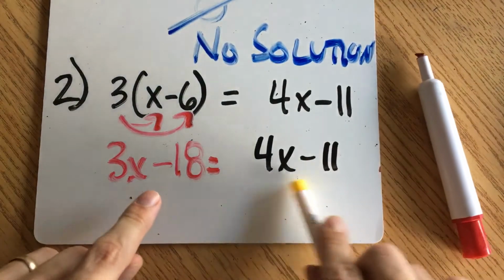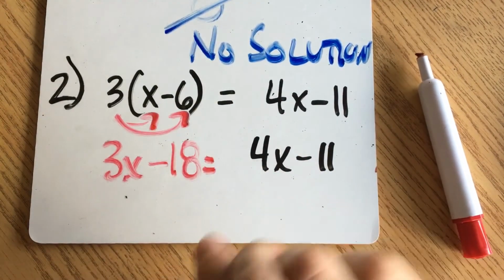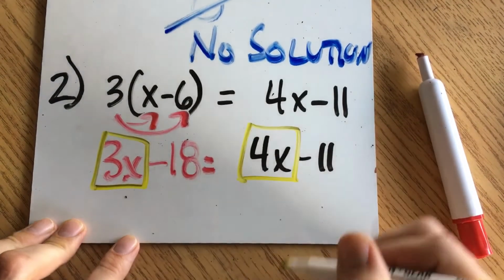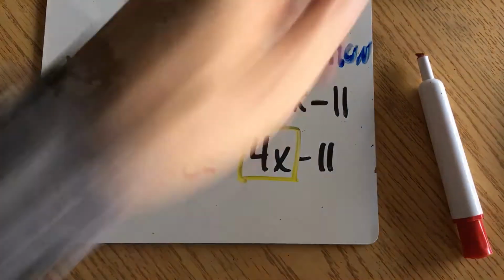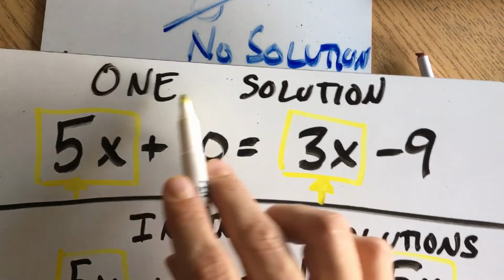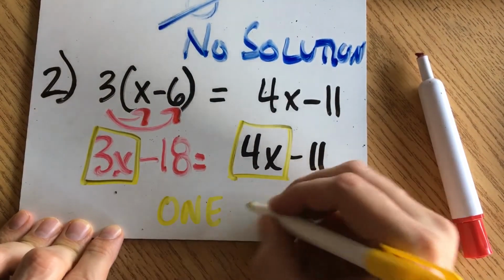Okay, both sides are simplified. I have one variable term, I have one constant term. It's time to inspect it. Look at my inspection here. Are these the same? Do I have the same amount of x's on both sides of the equal sign? No. Whenever you have a different amount of x's on both sides of the equal sign, you have one solution. So this has one solution.